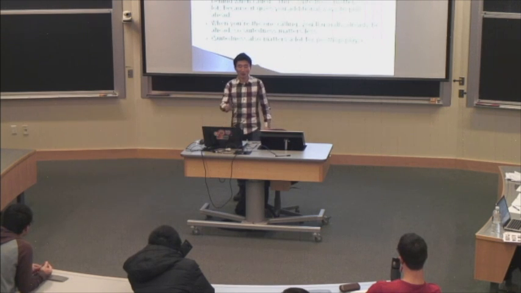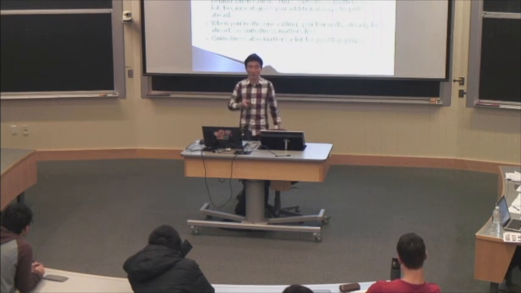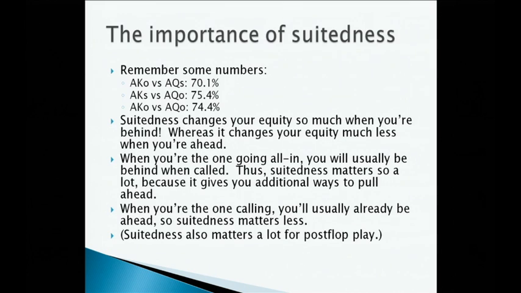Okay, so one thing that I hope you sort of got from these numbers is that suitedness matters a lot when you're behind and matters not that much when you're ahead. So if you look at these numbers, the gain in equity of ace-king when ace-king is suited is only 1%. You only increase your equity from 74.4 to 75.4. But if ace-queen is suited, then the equity of ace-king drops by 4% instead of 1%, right?